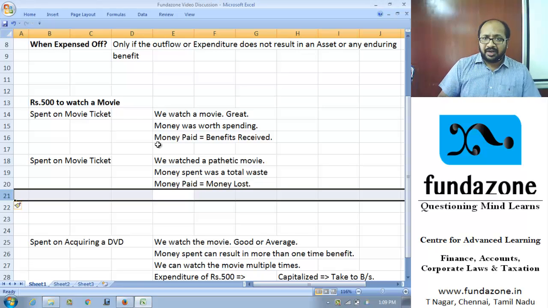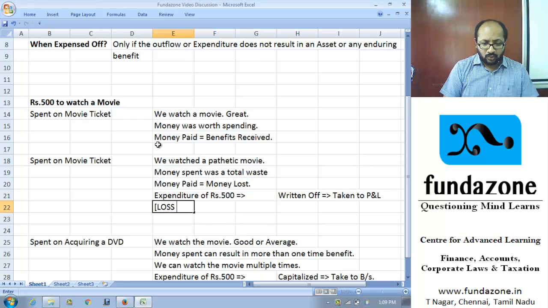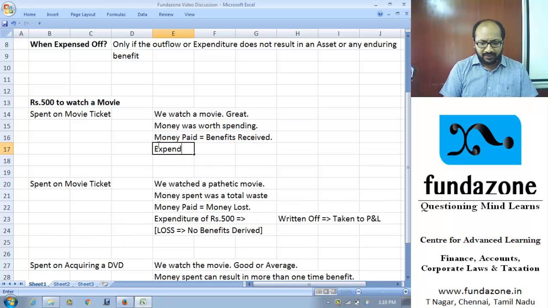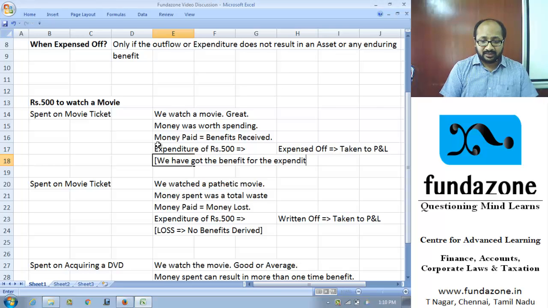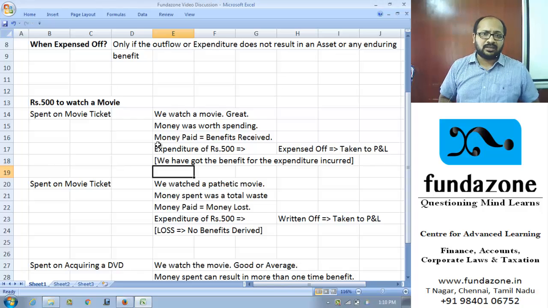Second case, spent on a movie, money's total loss: we'll say an expenditure of 500. Expenditure is any outflow. Expenditure of rupees 500, we are expensing it off, but the more appropriate term is written off, which implies taken to the P&L account. So this is a total loss, the reason being no benefits derived. The loss is the case of an expenditure where money is paid but you don't realize any benefit. Expenditure of 500 in the first case, how does that behave? Yes, it will be an expense. Why? Once again taken to the P&L account, but the fundamental point is that we have got the benefit for the money that we have paid. This roughly summarizes the accounting treatment for various expenditures that you and I might end up incurring.